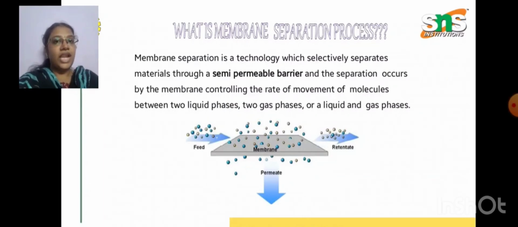membrane by the rate of movement of molecules between the two liquid phases, two gaseous phases, or a liquid and a gas phase. So in this picture we can see the gray color platform that serves as a membrane, and it acts as a semi-permeable barrier where the feed is fed from the left side of the membrane, and we get the retentate on the right side, and the permeate that is settling down in the membrane will be collected at the bottom of the membrane.